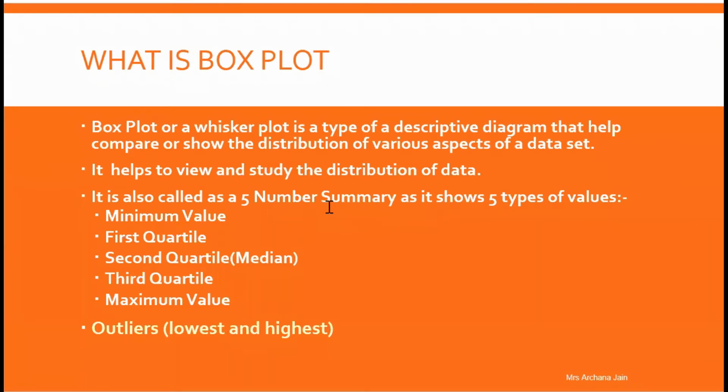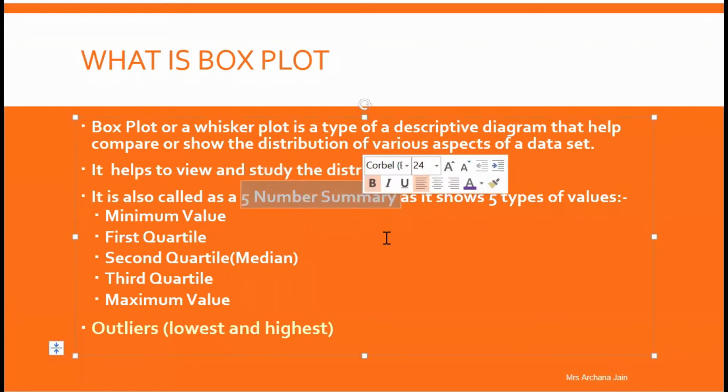Descriptive diagram means it will show some measures. From the diagram you are able to identify a number of measures about the data series. It will give you the type of distribution the data set has. This helps to study the distribution of data. It is also called the 5-number summary. The 5-number summary gives the measure of 5 values.